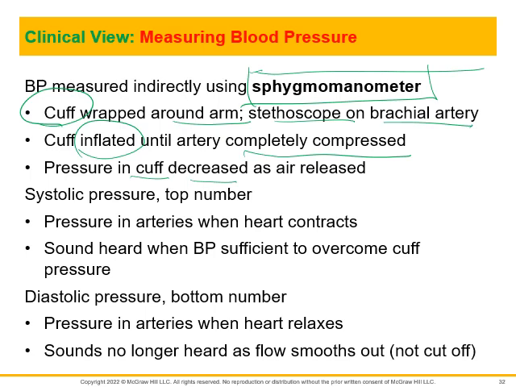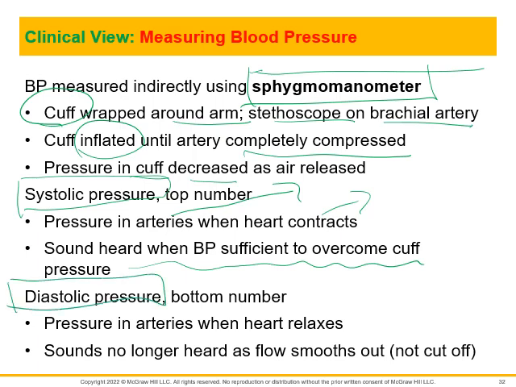You're going to release the little air valve slowly, and you're going to look for the systolic, which is the pressure in the arteries when the heart contracts. You can hear this in the stethoscope. It's kind of a pop noise. And then the diastolic pressure, the bottom number, is the pressure in the arteries when the heart relaxes completely. There's no longer a sound because the blood is flowing out smoothly.